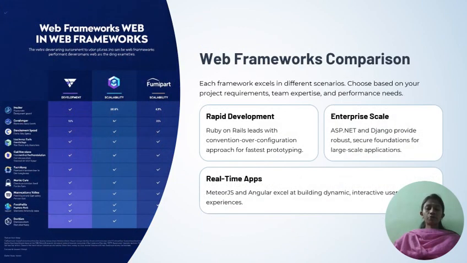Web framework comparison. Requirements: fast prototyping, enterprise solutions, real-time applications. Best framework: Ruby on Rails, Django, ASP.NET, Meteor.js, Angular. So the choice depends on the team, skill set, project size, and type of app being developed.